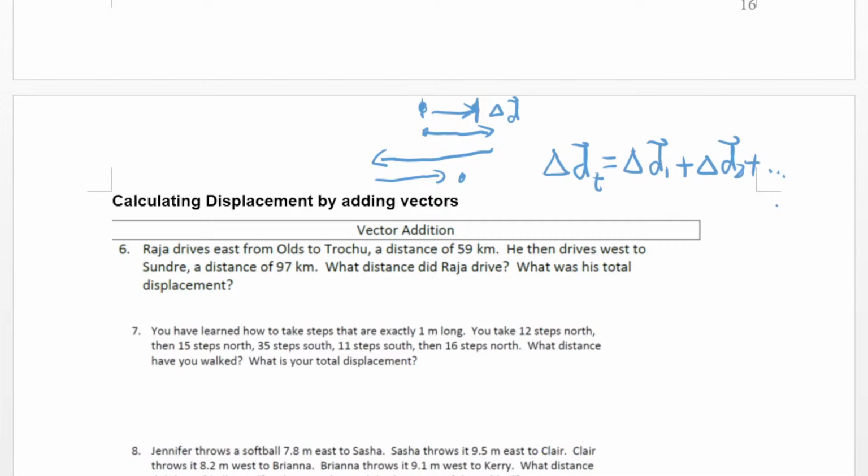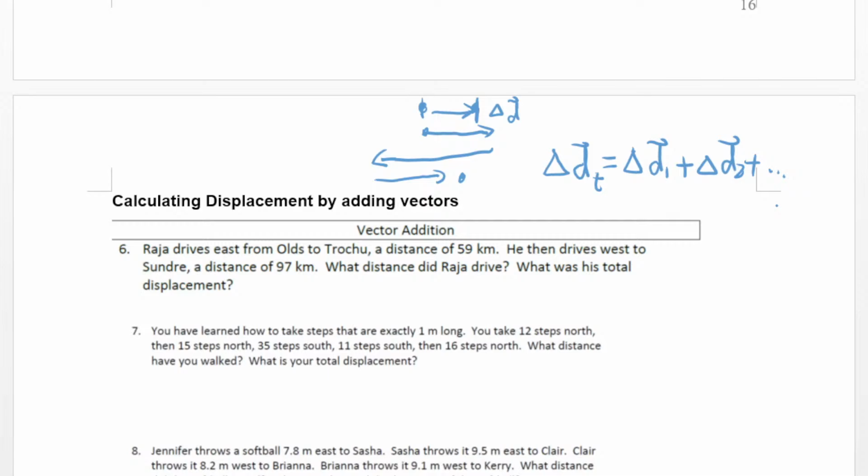Okay, this is called vector addition because you're adding vectors. So that's another way to find displacement. It just depends on what information you know. If you're planning a trip, you know where you start and you know where you end up, that's the information you're working with, and this will be fantastic.